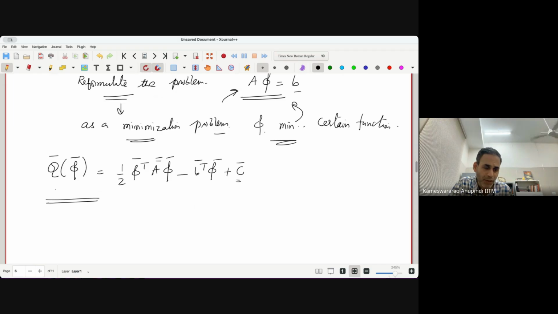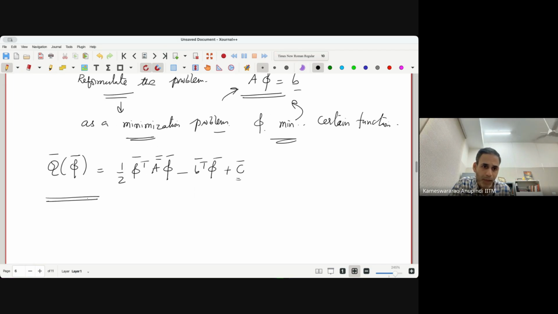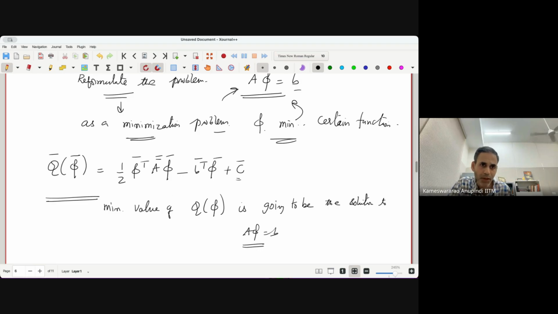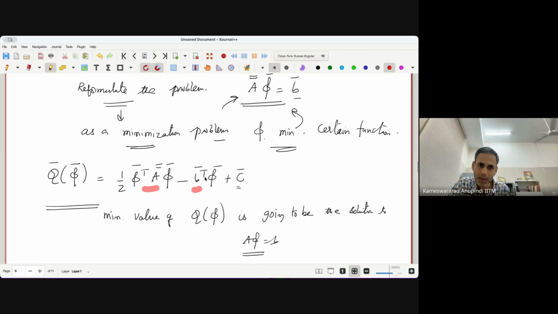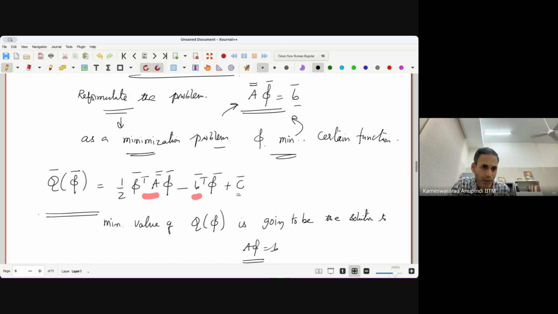So this is the function we have built, and the minimum value of Q of phi is going to be the solution to A phi equal to B. Because this function also contains A and B, if you can find the minimum value of this thing, that is going to be the solution phi, which will also be the solution to A phi equal to B. So that is the idea of the gradient methods.